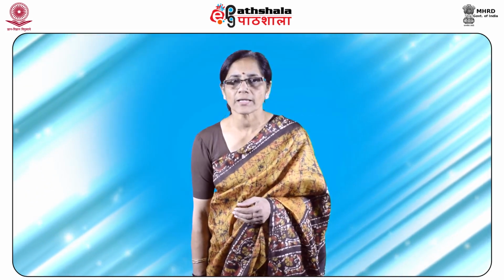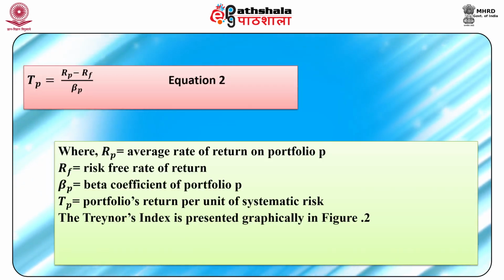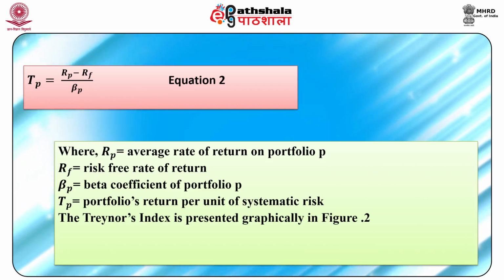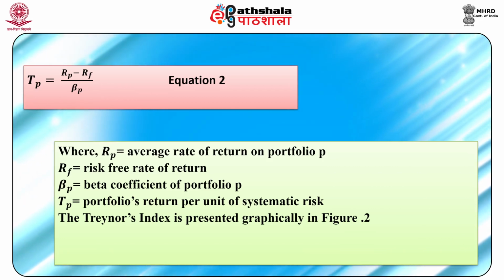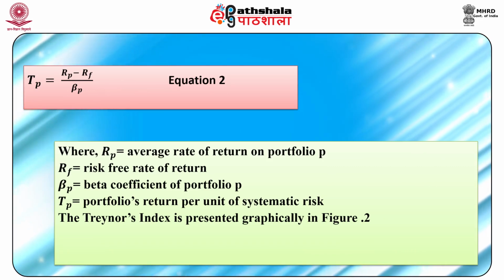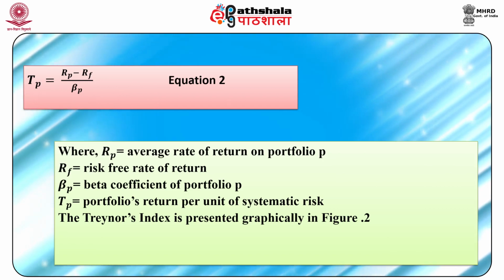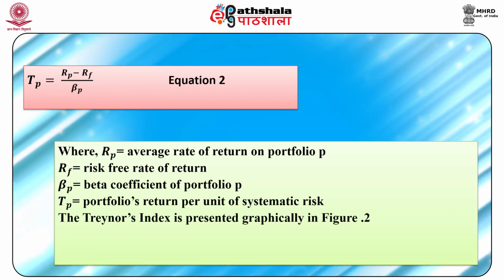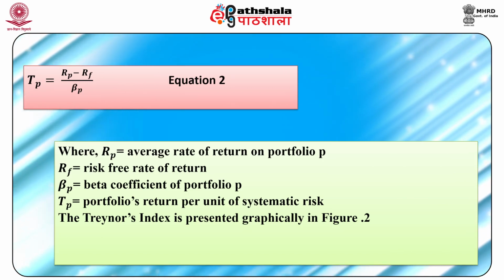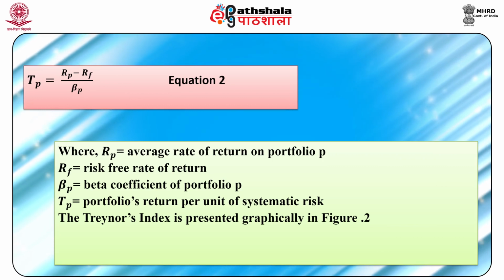Mathematically it is given by TP = (RP - RF) / beta P. This is equation 2. In this equation we have used RP, which shows the average rate of return on portfolio P; RF, the risk-free rate of return; and beta P, the beta coefficient of portfolio P. Then we have TP, which shows the portfolio's return per unit of systematic risk.